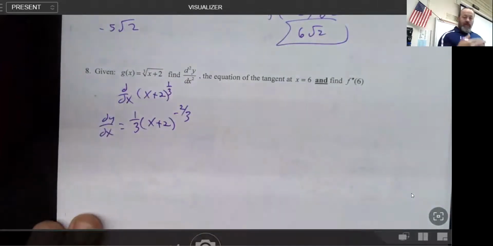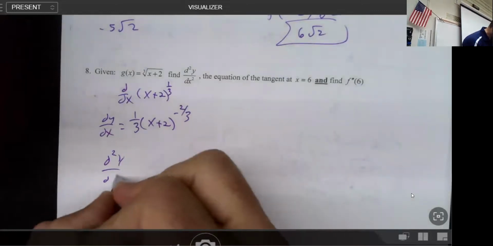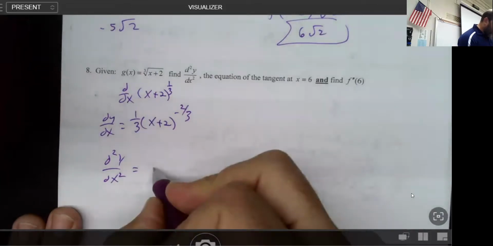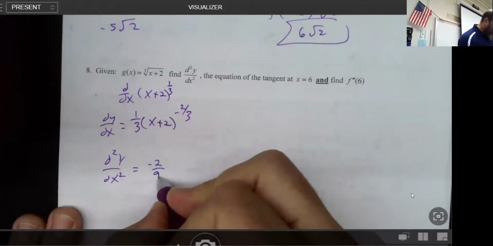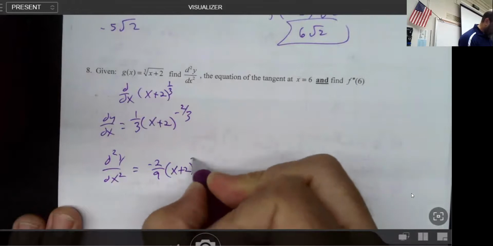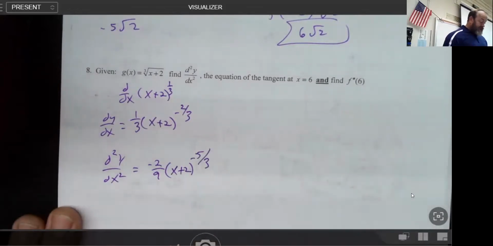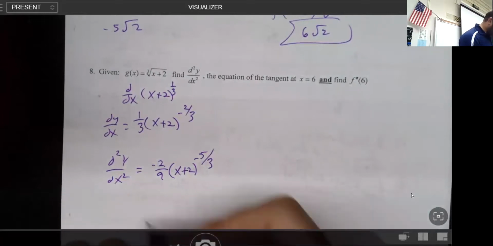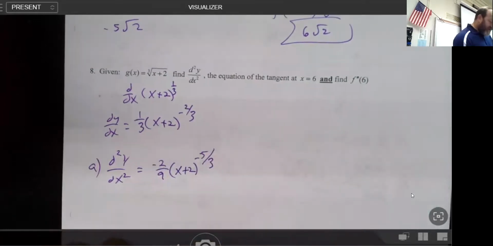So if we were then going to take the derivative of this, that would be d squared y dx squared, is how we symbolize that. We take the derivative of the outside, which would be negative 2/9 times x plus 2 to the negative 5/3. And that actually kind of is it. We're kind of done with that. And we're going to find the equation of the tangent at x equals 6 and f double prime of 6. So a couple little things going on. So we found a. We found d squared y dx squared.